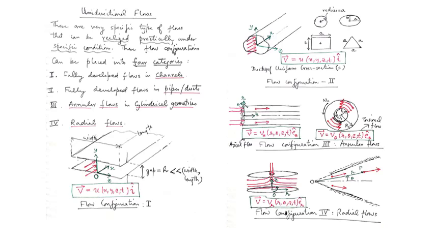Then on the right I again have a special type of radial flow. This is a converging diverging channel, which is different from the uniform channel that was in flow configuration 1. The channel is formed by two large planar surfaces which are inclined with respect to each other symmetrically about the center line.